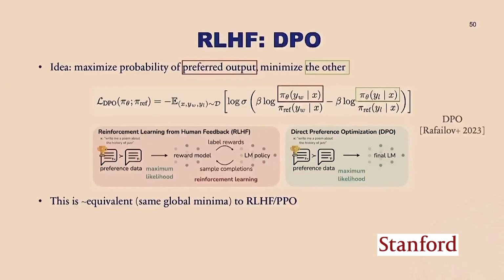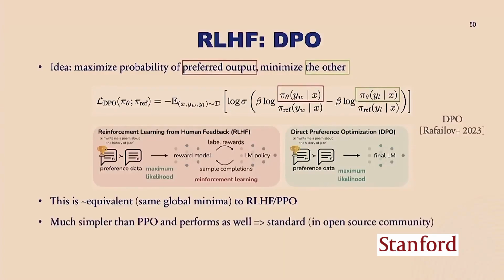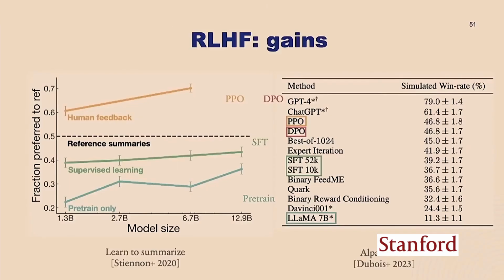So there could be potential improvements. In practice, it happens that there are none. And I think it's just that a lot of people in this team were reinforcement learning experts, including the main author of PPO, John Schulman. So DPO is much simpler than PPO, and it basically performs as well. So now this is the standard thing that people use, at least in the open source community. I believe it's actually the standard also in industry. So that's called DPO.